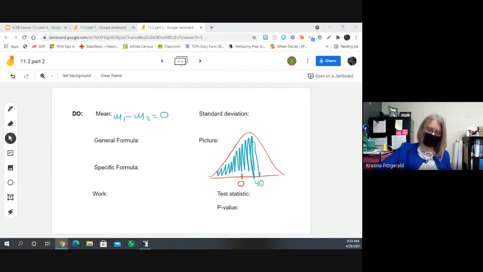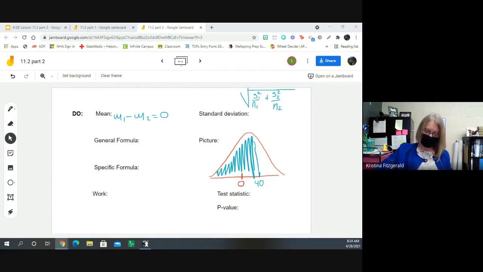Oh, the standard deviation. We did this formula with a confidence interval, but here it is again. This is technically it. You're gonna square each of your standard deviations, divide it by its respective sample size, and square root all that. But the calculator is gonna do it. We just gotta plug our numbers in.